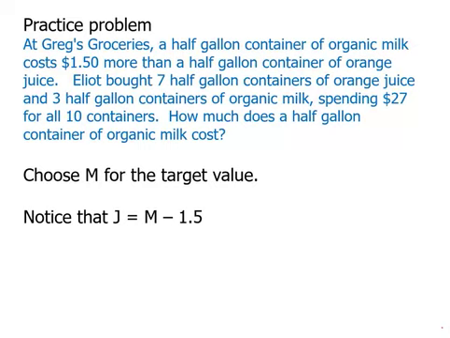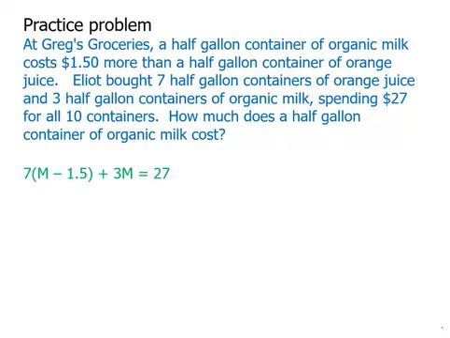So the total price would be M, the price of milk, times 3, and then the price of juice times 7. And if we add up all those together, it should equal 27. So the price of juice times 7 plus the price of milk times 3 equals $27. So that's the single equation, and all we have to do now is solve that equation for M.